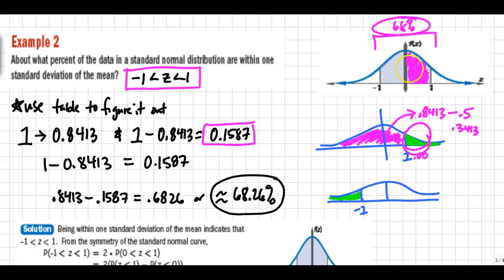Now that's only half of the answer that I'm looking for, so I have to take that number and double it. If I double that, I do get the 68.26 again. So that's another way to do it: take the number that you're working with, get rid of the lower half of the graph, and then whatever you're left with, just double that because the graph is symmetric.